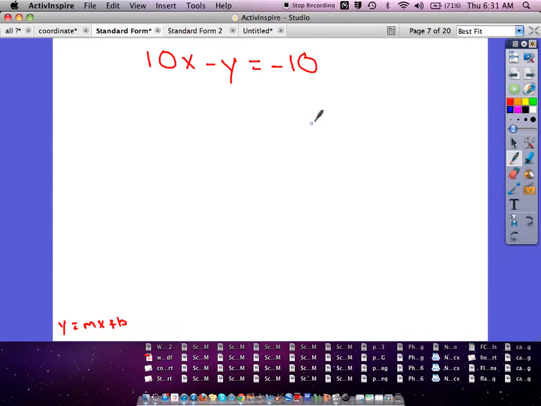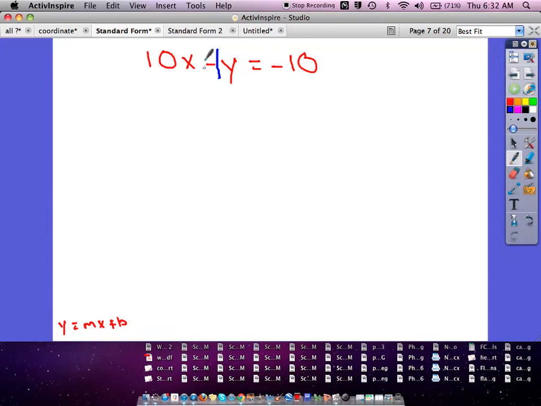All right, next one here. We've got our standard form, which we don't really want. We want to change this to our y-intercept form, or our slope form. So we need to get the y by itself. Now, if you see this one, I'm going to start off by always putting this 1 in front of there. I think that's really helpful.